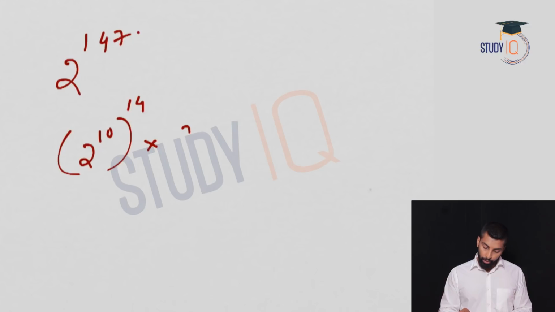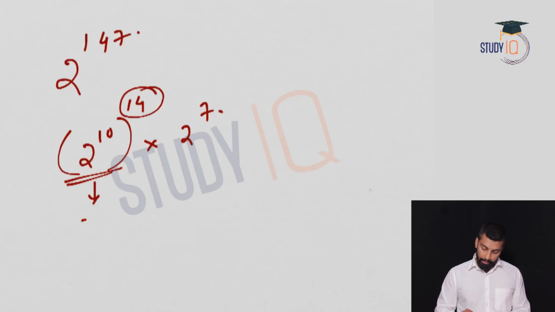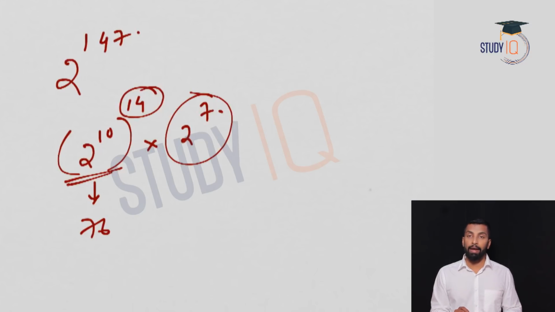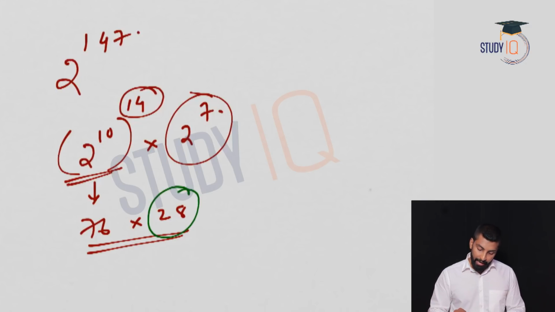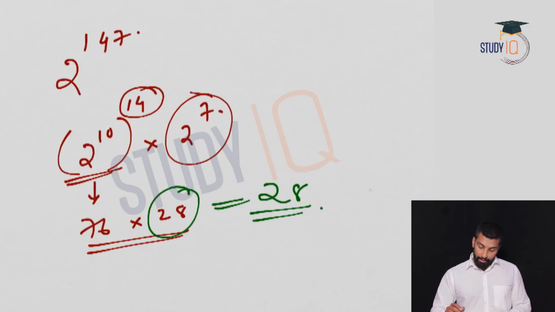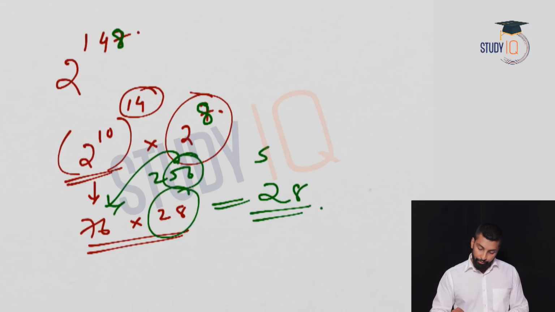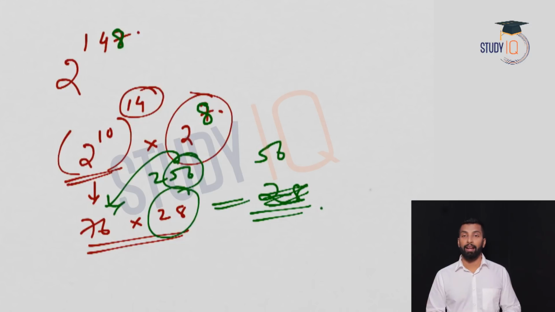Okay, now how will you write it? 2 raised to 10 raised to 14, and 140 is covered, into 2 raised to 7. And this is even, so you know this is going to end in 76. 2 raised to 7 is 128. What we need is 28 only. Now you can multiply this, you'll get the answer. Now I tell you one interesting thing, when you multiply with 28, you'll get 28 itself as the answer. Okay, so if it was 148, this will be 2 raised to 8, then you will get 256. So what I need is 56 only. When you multiply with 56, you'll get 56 as the answer. You don't need to multiply, you can directly write.